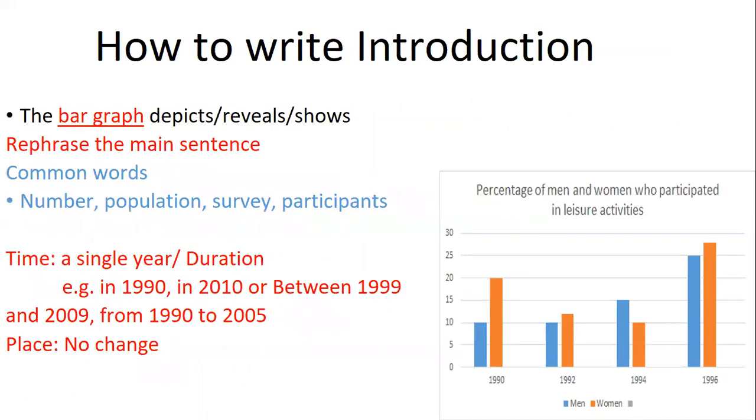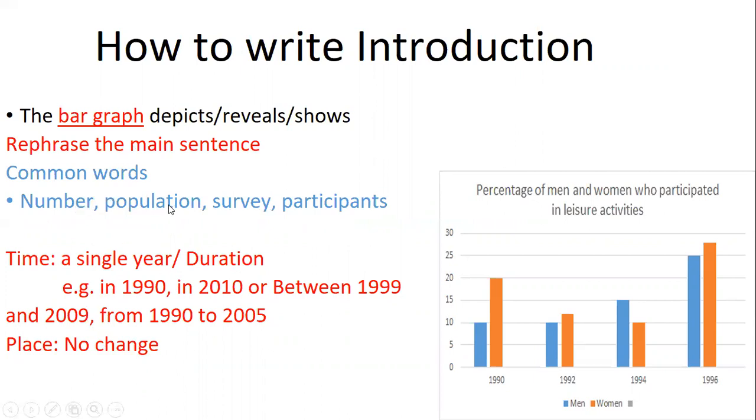Now, how to write the introduction? As I have already mentioned, the name of the graph should be there, what it shows, and then the time duration or name of the place if it is given. There are some common words which are used in most graphs. For example, number of people. Instead of number, you can write count of people.